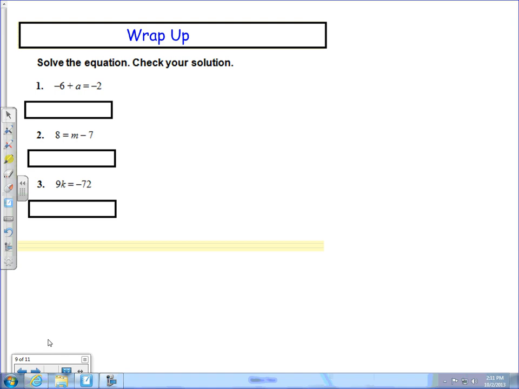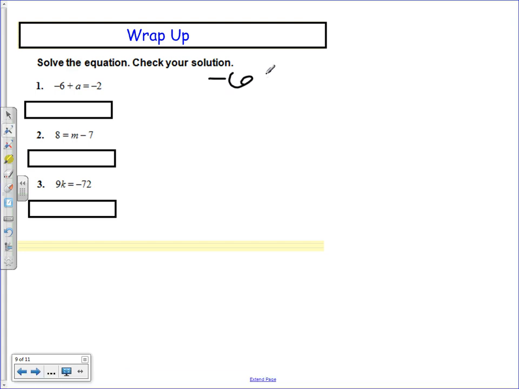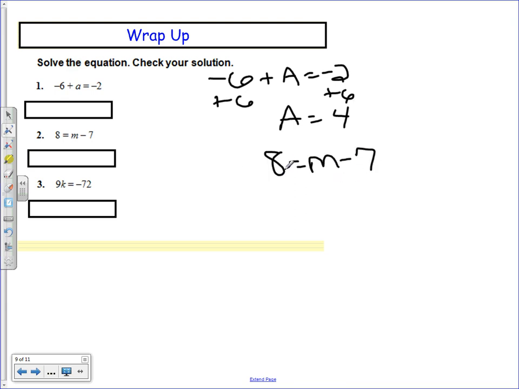Here's our wrap up. This is to show me that you have mastered solving equations using algebra. So I'm going to give you a chance to work on these, and you can come back then and check your answers. So if you have -6 plus a equals -2, you add 6 to both sides, you end up with a equals 4. Problem number 2, 8 equals m minus 7. How do I get this -7 to the other side? The opposite of -7 is to add 7. So we're going to add 7, and we end up with 15 equals m.